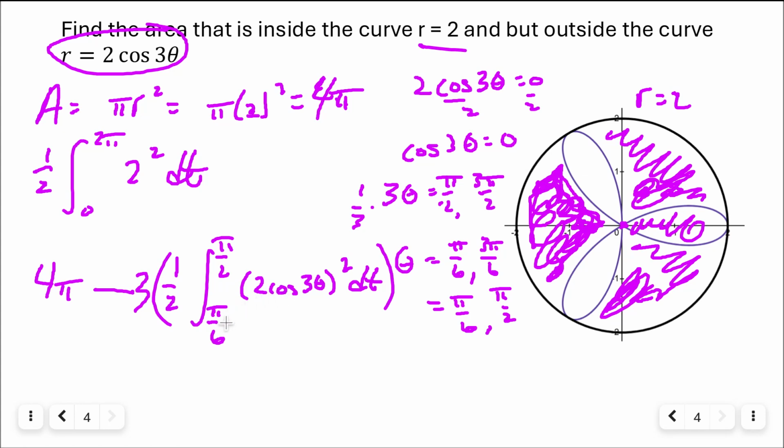Okay, you could also find the area from negative pi over 6 to pi over 6 and triple it. That would still be this.